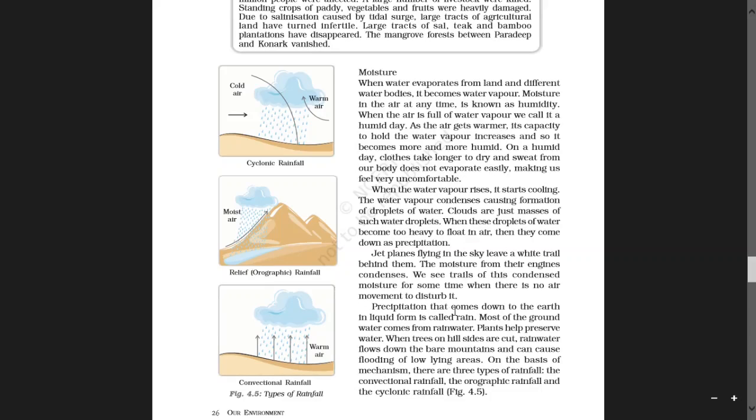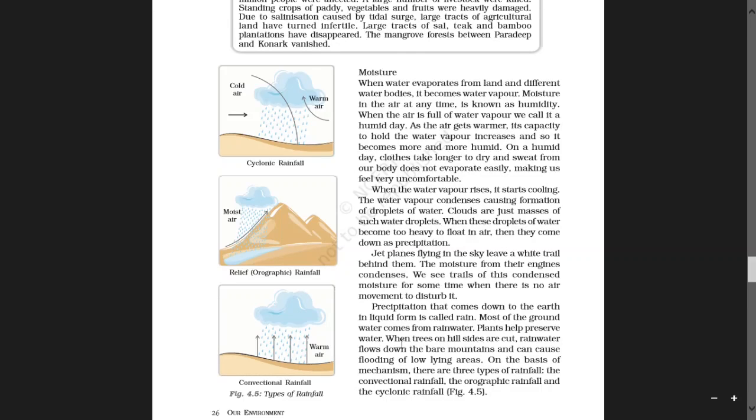Precipitation that comes down to the earth in liquid form is called rain. Most of the groundwater comes from rainwater. Plants help preserve water.